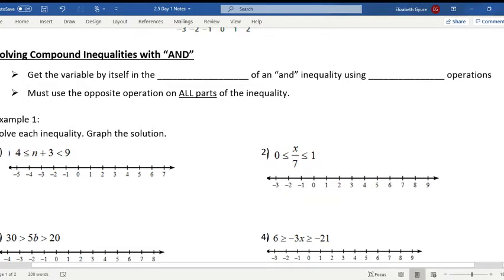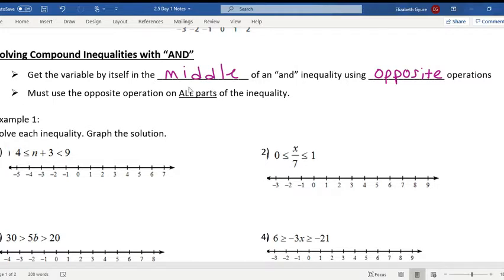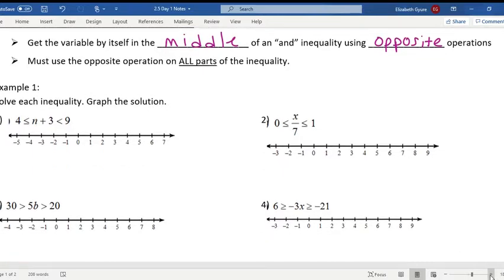All right, so what you're going to do with these, very similar to solving equations. You're going to get the variable by itself, but this time you're going to get it by itself in the middle of an and inequality using opposite operations. You must use the opposite operation on all parts of the inequality, and I'll show you what that means in just a second.